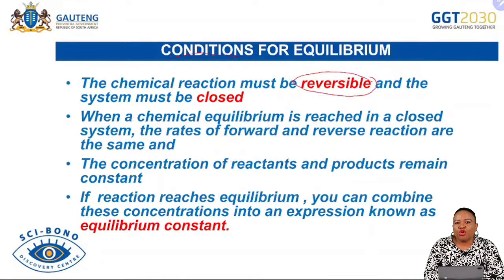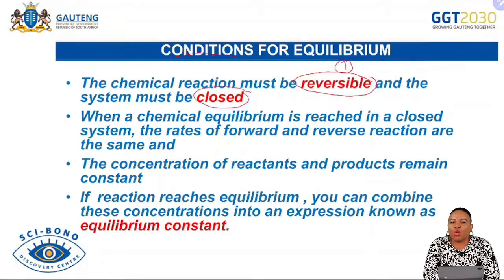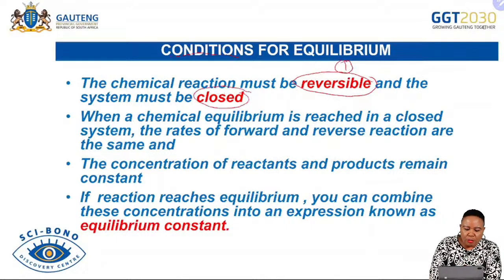The product. So the first condition is that the reaction must be reversible, and the second condition is that the system must be a closed system. It must be isolated from its environment. So for you to reach equilibrium, you must have a closed system, and also the reaction must be reversible.